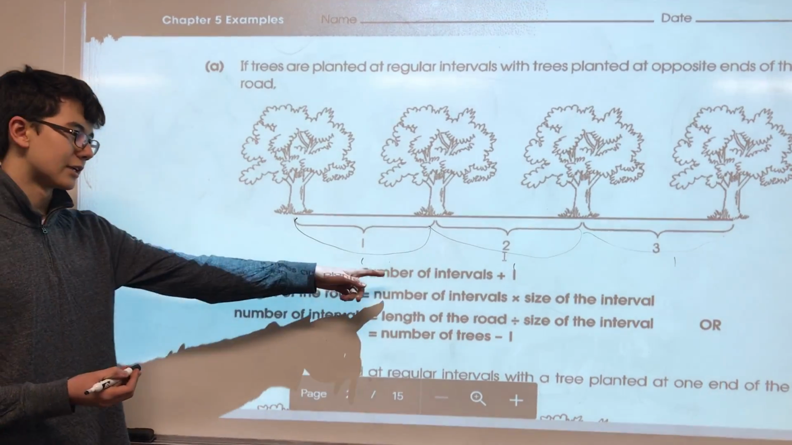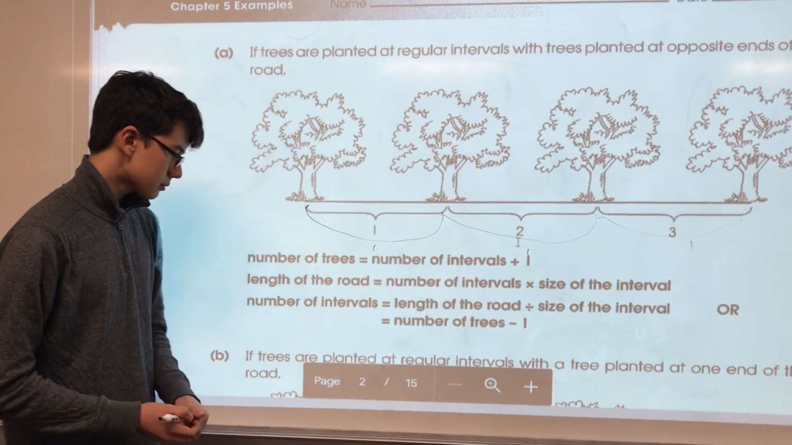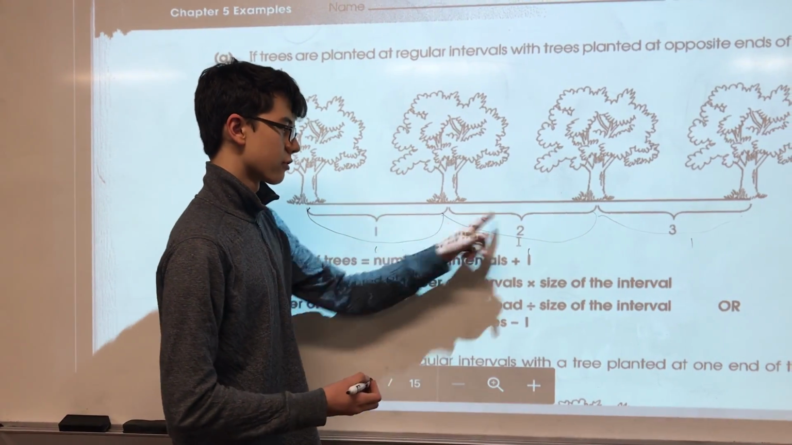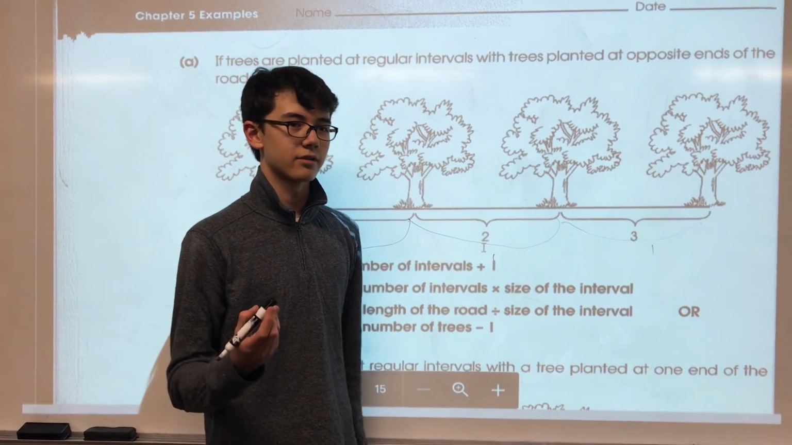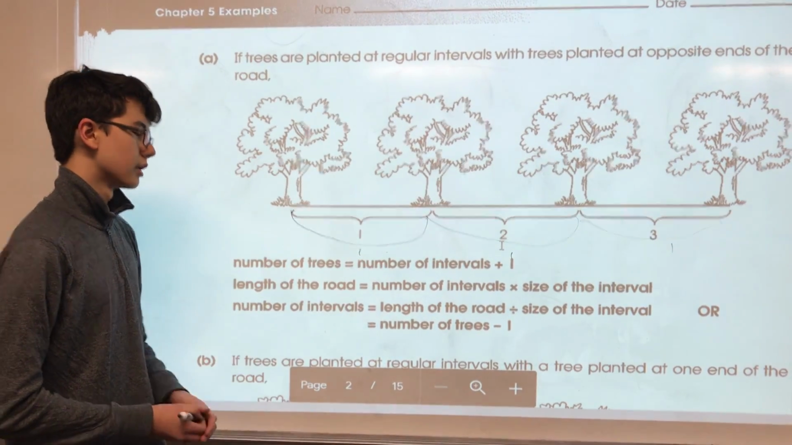The number of trees is the number of intervals, which is 1, 2, and 3, plus 1, so we have 4 trees. And the length of the road is the number of intervals times the size. So if we have 3 intervals, what's the length of the road? It'll be 3, right? Because each interval is 1, so it'll just be 3.